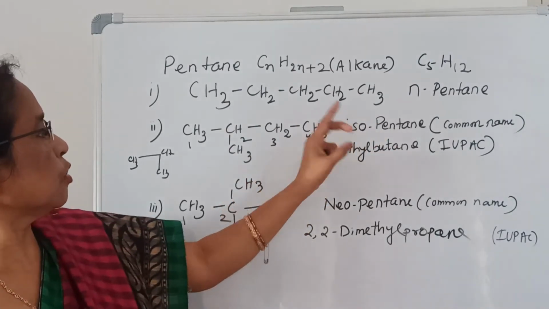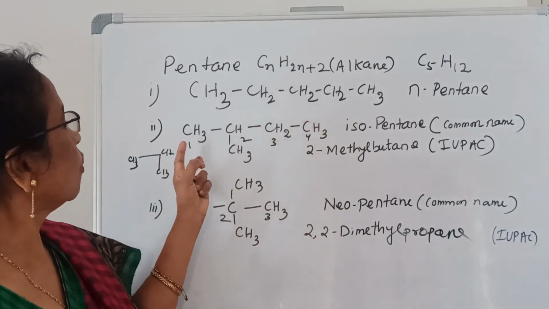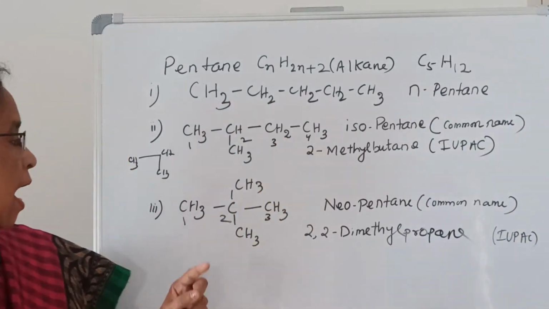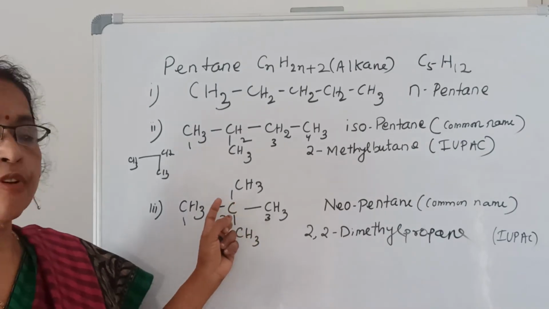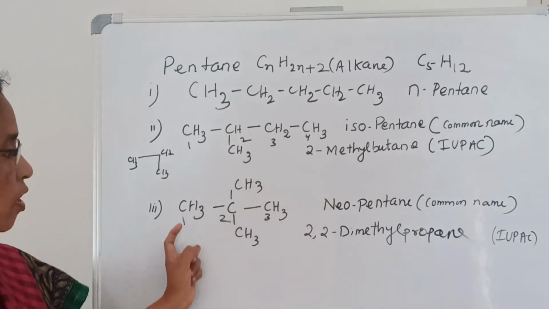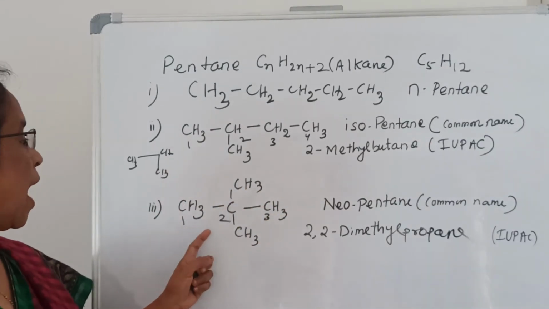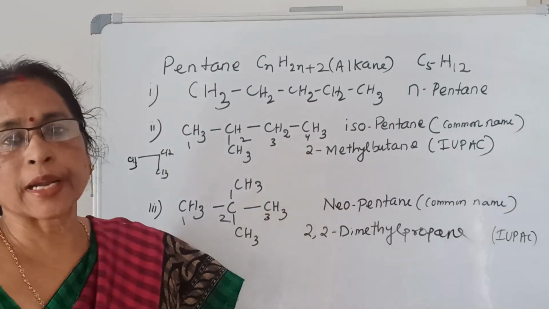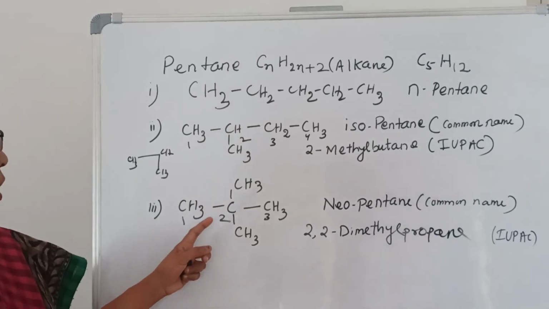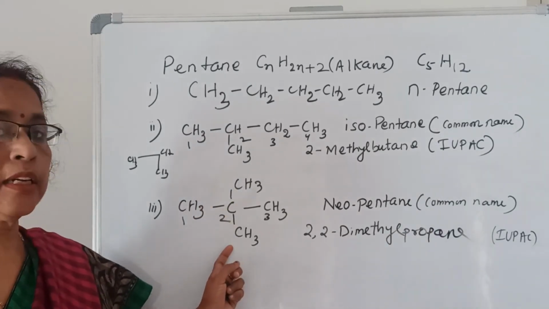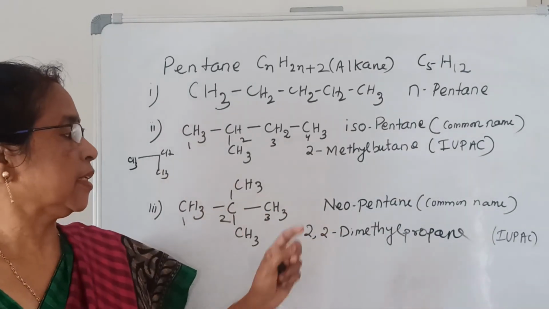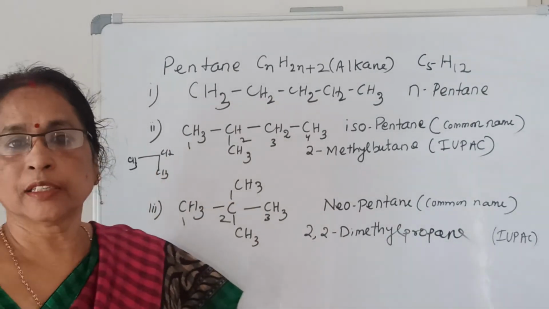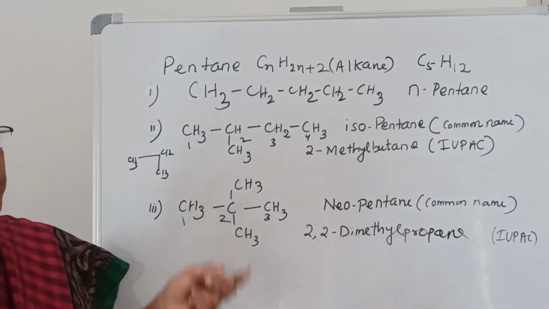When the word iso is used, you should count all the carbon atoms. So isopentane. And now come to neopentane, where the carbon is attached to 4 carbon directly, and in our formula comes to C5H12. So it is called neopentane, common name. And now here 2, 2 dimethyl propane, and that is the IUPAC name. Now I hope it is clear to you the isomerisms of pentane.